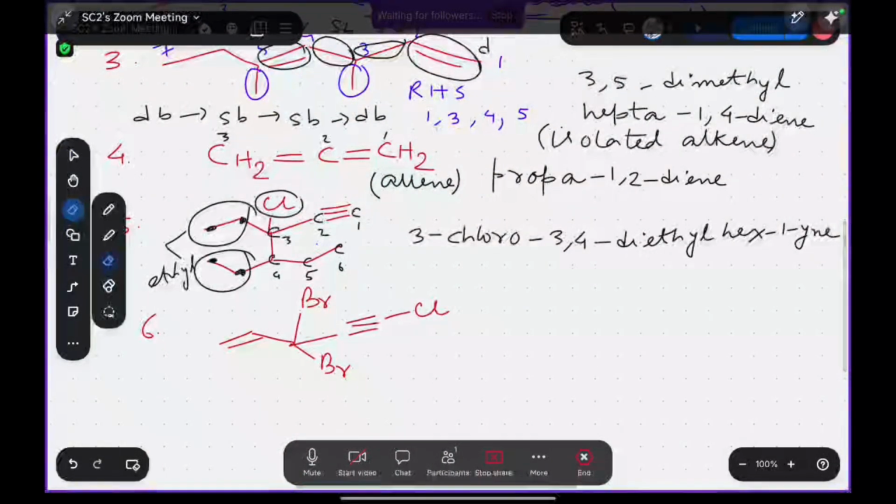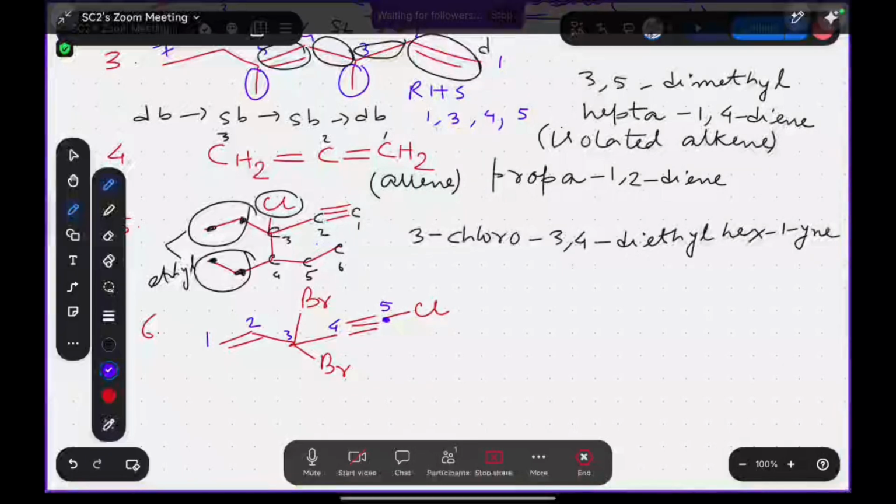What do you see in the 6th example? Let's do the numbering now. Let's see from the left hand side first. 1, 2, 3, 4. This is the 5th carbon, 5th carbon.